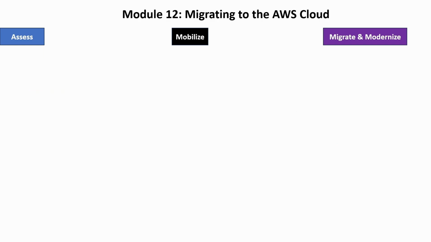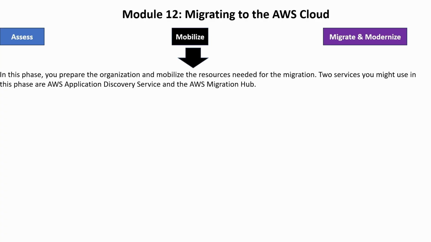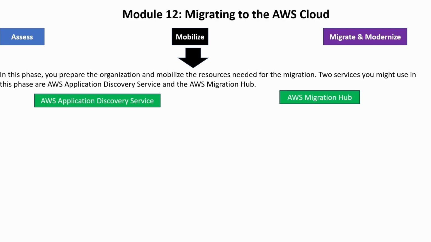Next up is Mobilize. Now we are packing the bag. We look at how your apps talk to each other, the interdependencies. You can't move the heart without the lungs, right? We fix the gaps in your plan here. In this phase, you prepare the organization and mobilize the resources needed for the migration. Two services you might use in this phase are AWS Application Discovery Service and AWS Migration Hub.